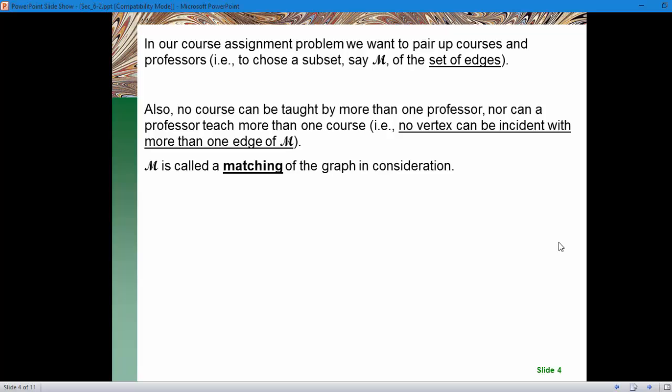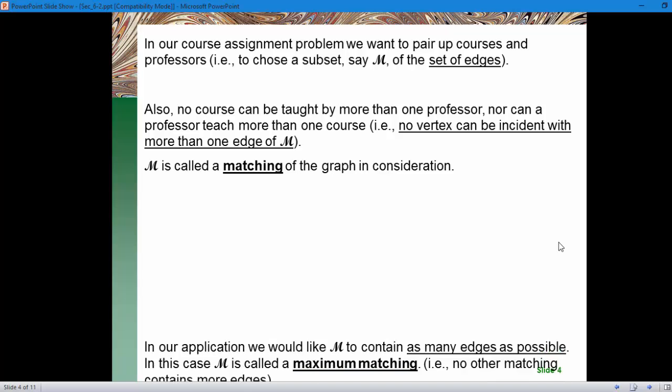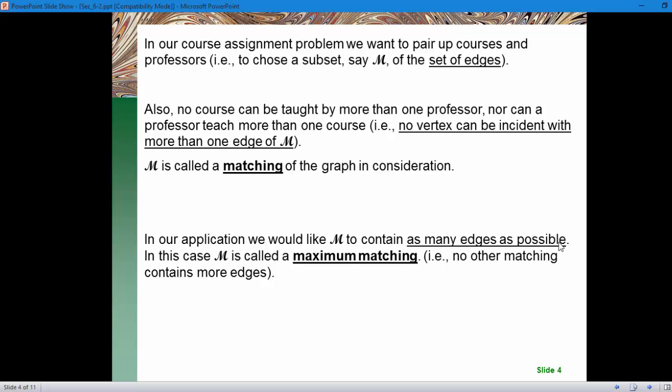Okay, now that was a definition of a matching. A matching is a set of edges from the edges of the graph, where no vertex in the graph is incident with more than one edge of that subset. And then here's another definition. It's called a maximum matching. A maximum matching is a matching with the most number of edges that you can find for a specific graph.